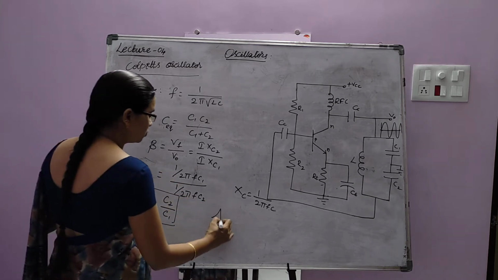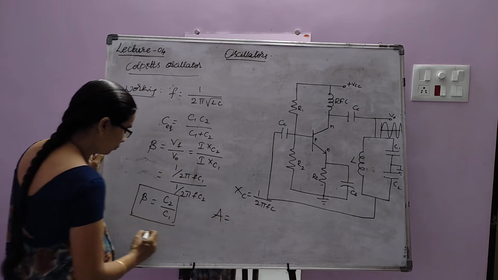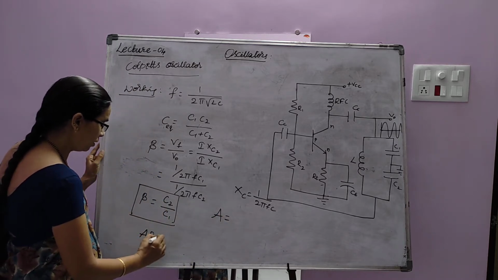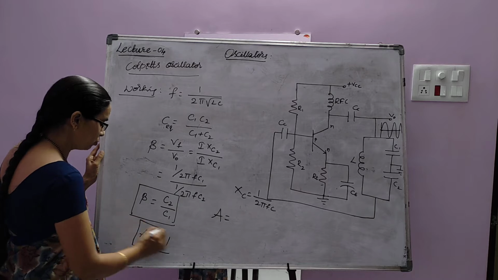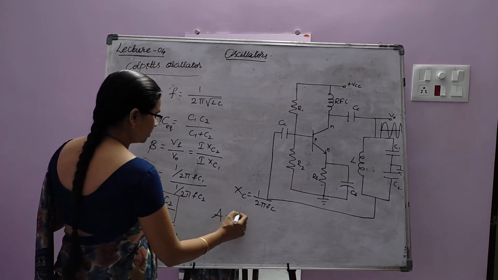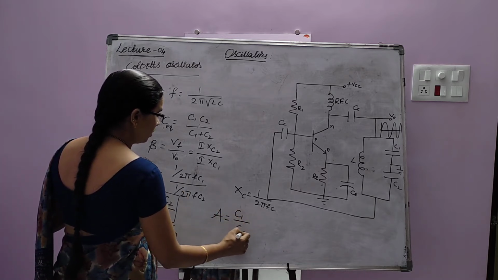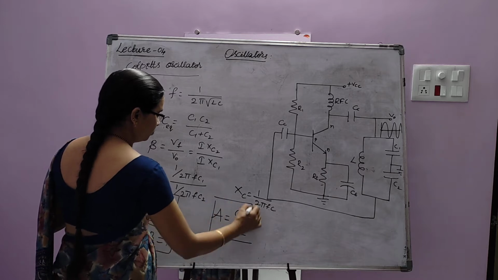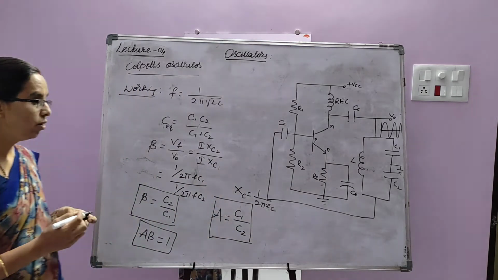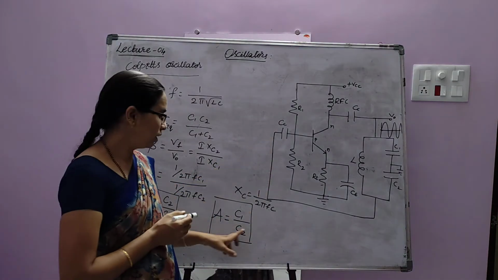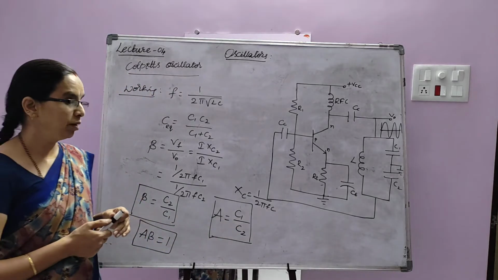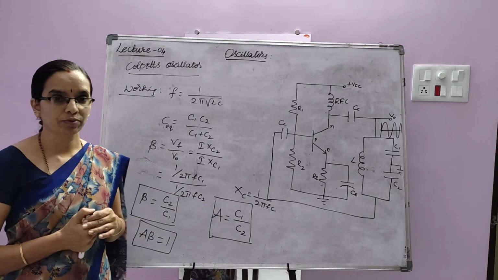What about the voltage gain? If the condition A beta is equal to 1 should be satisfied, then the gain will be taken as C2 by C1. What will be the amplifier gain? That should be the ratio of C2 by C1. Okay.